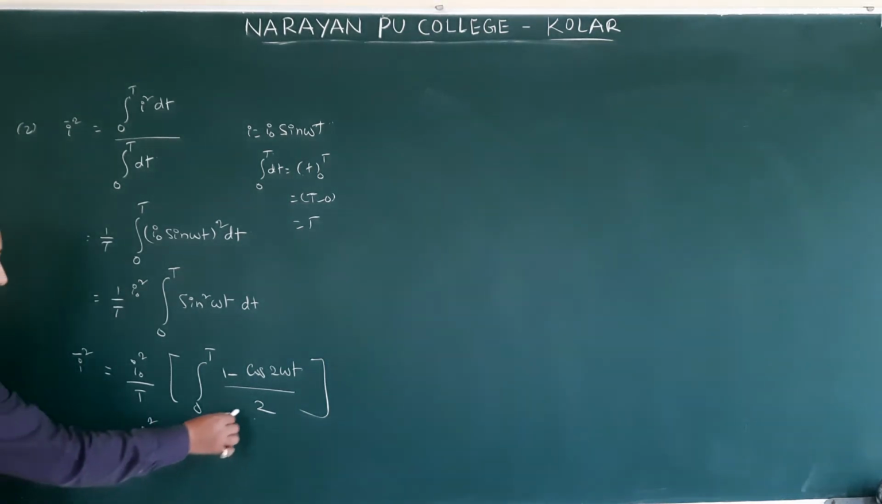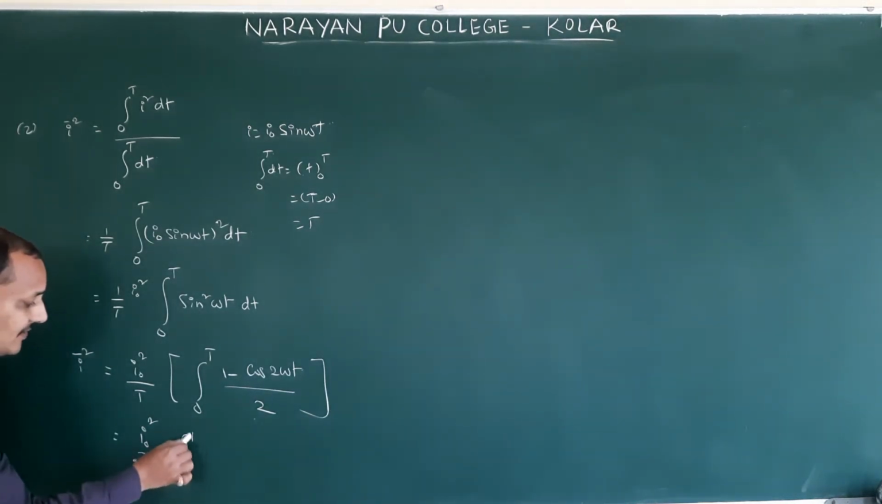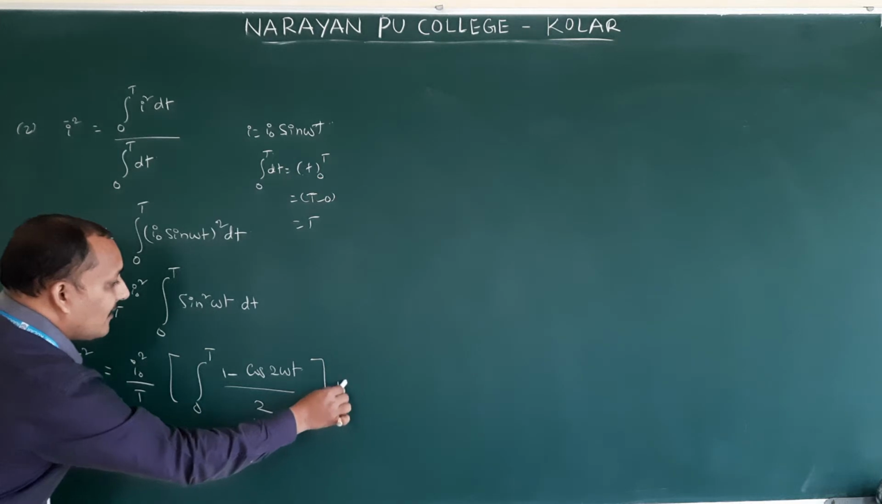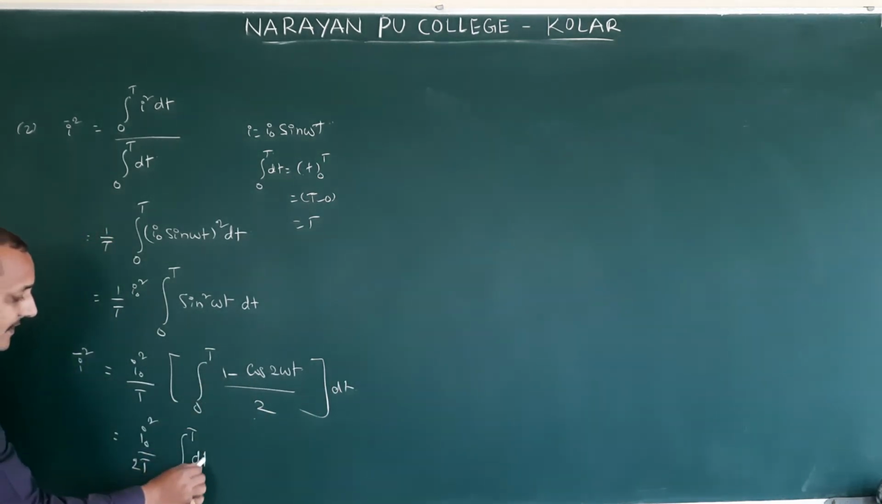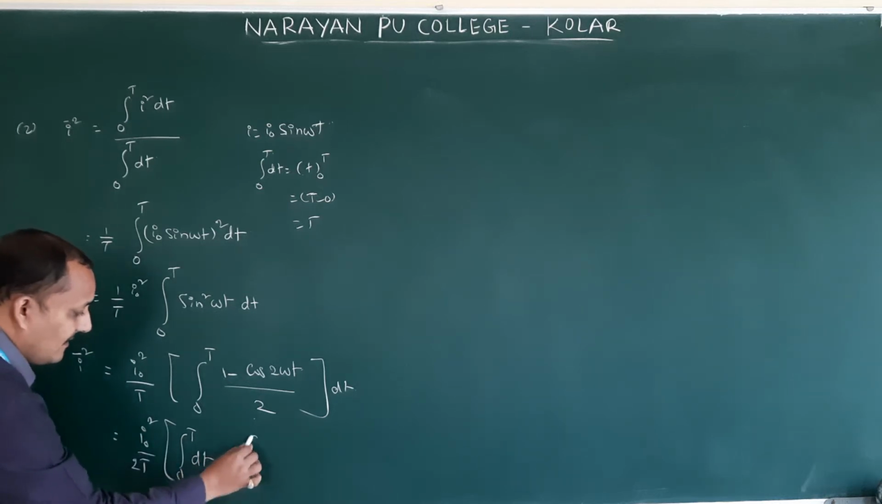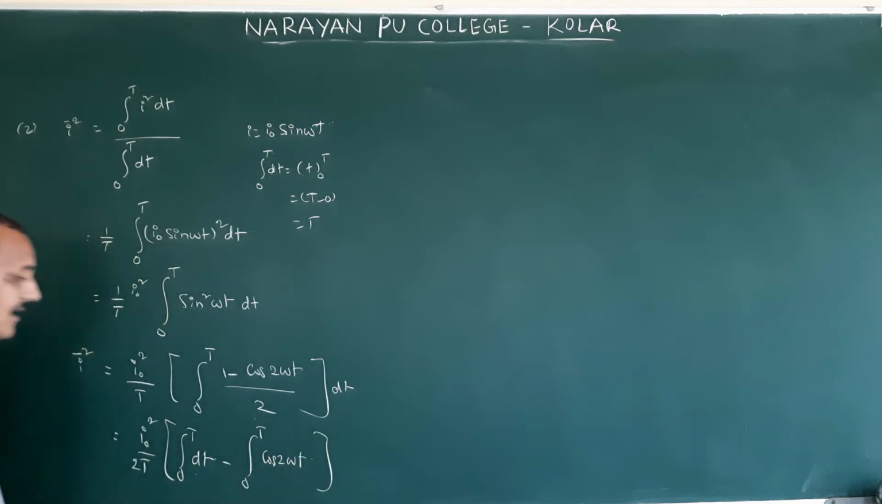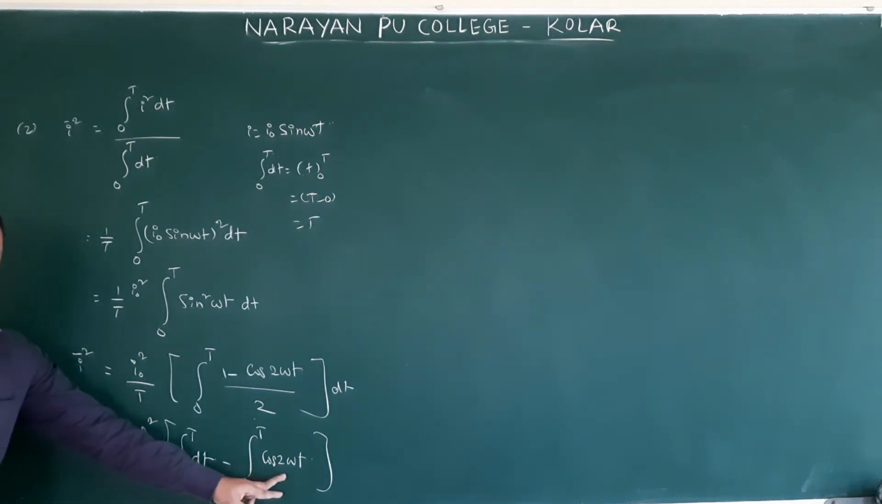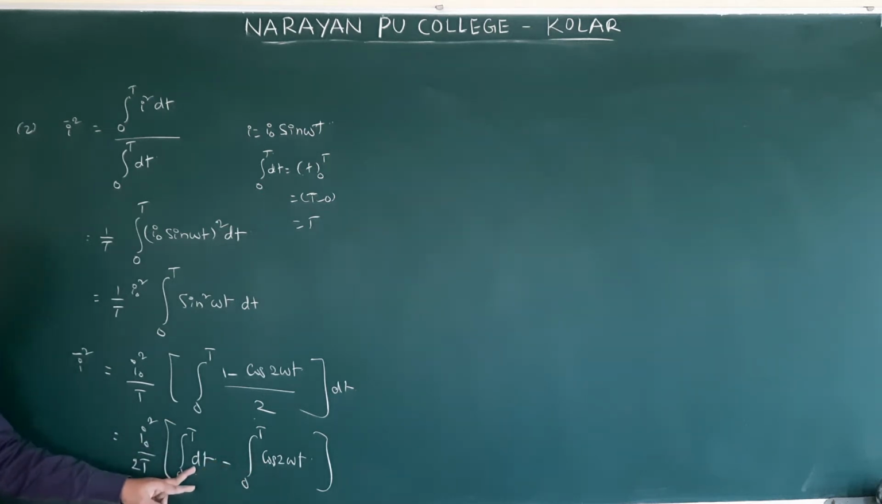I naught square by this 2 you can bring here, 2t. Integral 0 to t, this dt we have to write. So this dt into 1 dt minus integral 0 to t cos 2 omega t dt. Okay. So if you do the calculation for this, integral dt value how much is it going to become? T.